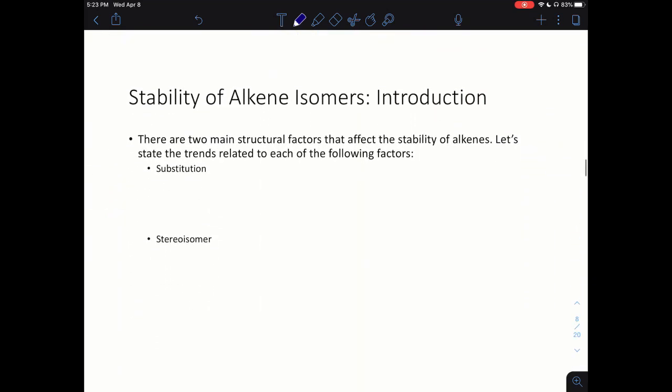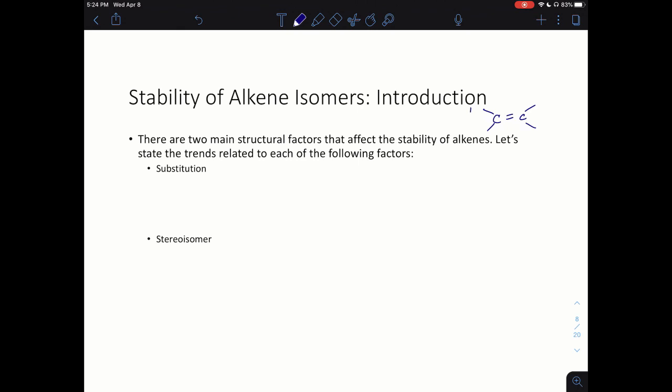And so now we're going to just shift gears and not talk about carbocations for a moment, but talk about alkene isomers. So there are two structural factors that affect the stability of alkenes, and we're going to state those trends that are related to each of the following factors. So first, substitution again. So let's talk about that.